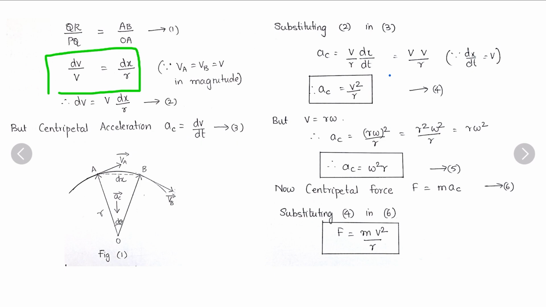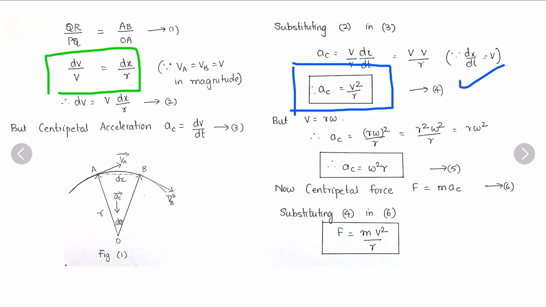Then you will get AC is equal to V by R dx by dt. But dx by dt is V again, so replace dx by dt with V. Therefore it becomes V into V by R, which is V square by R. This is the expression for centripetal acceleration, equation number 4. Up to this it's very important.